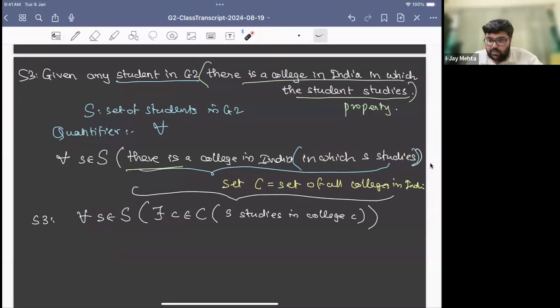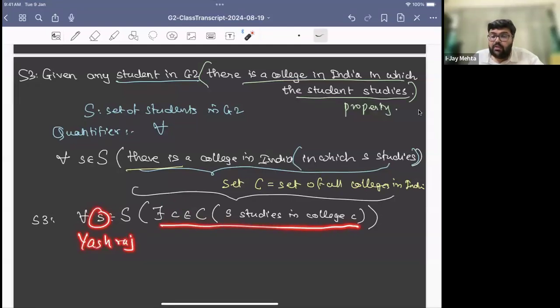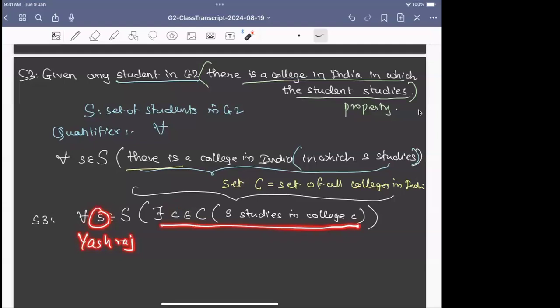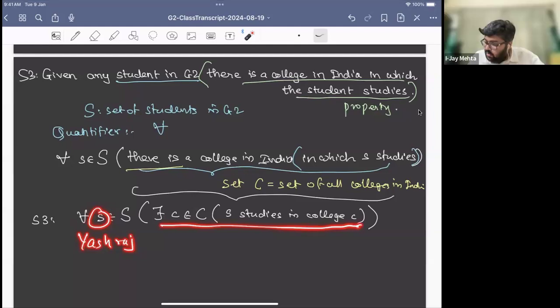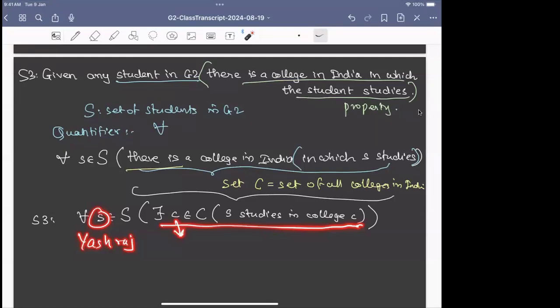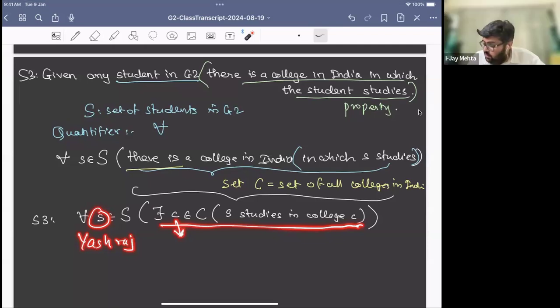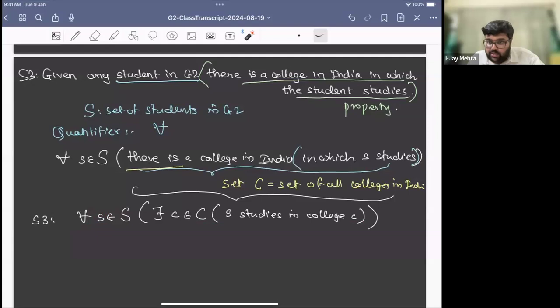So do you think the answer is no? What about others? Okay, Yash Raj. Now the student is Yash Raj. Let us see if this property holds for Yash Raj. For your case, the property holds. So what is your college? Do you have a college in which you are studying? Yes. What is that college? Okay. So for Yash Raj also the property holds. So why did you say no then, Yash Raj?